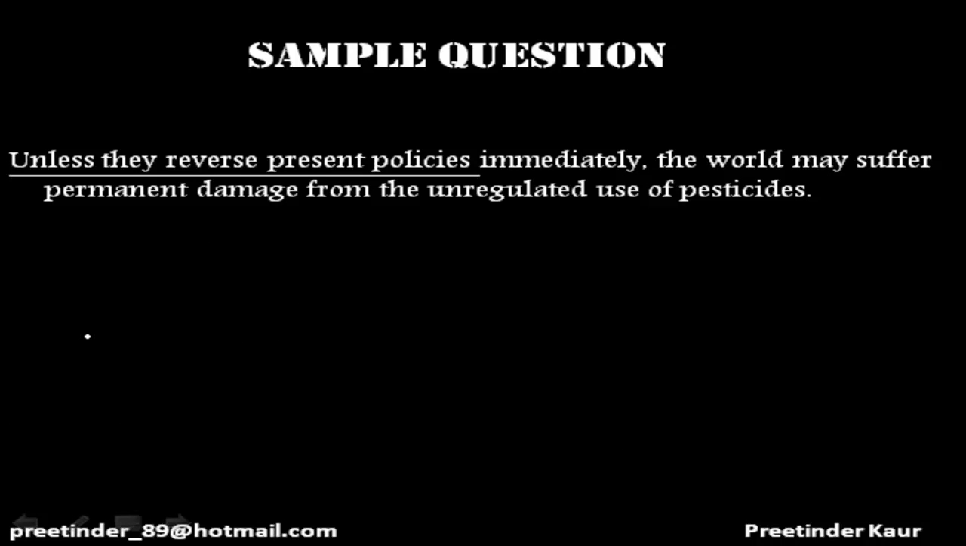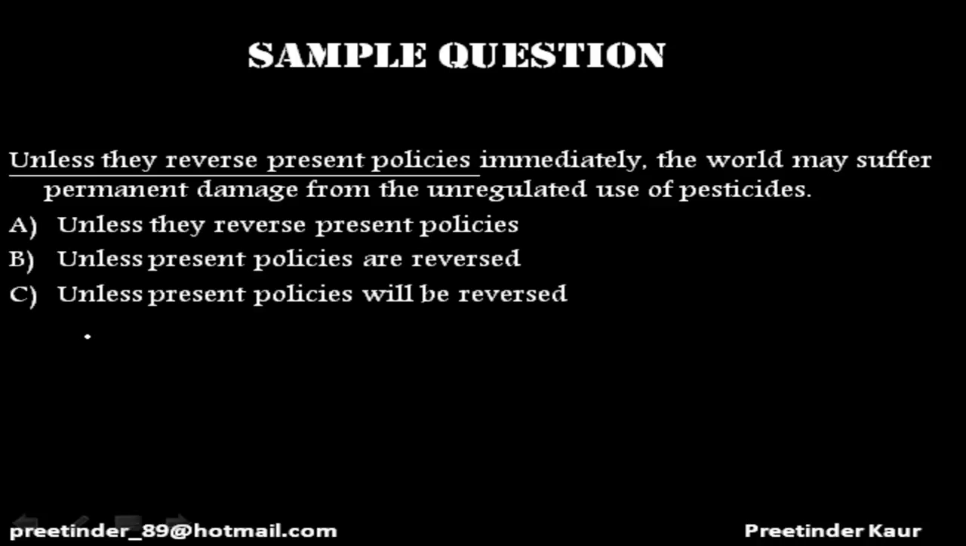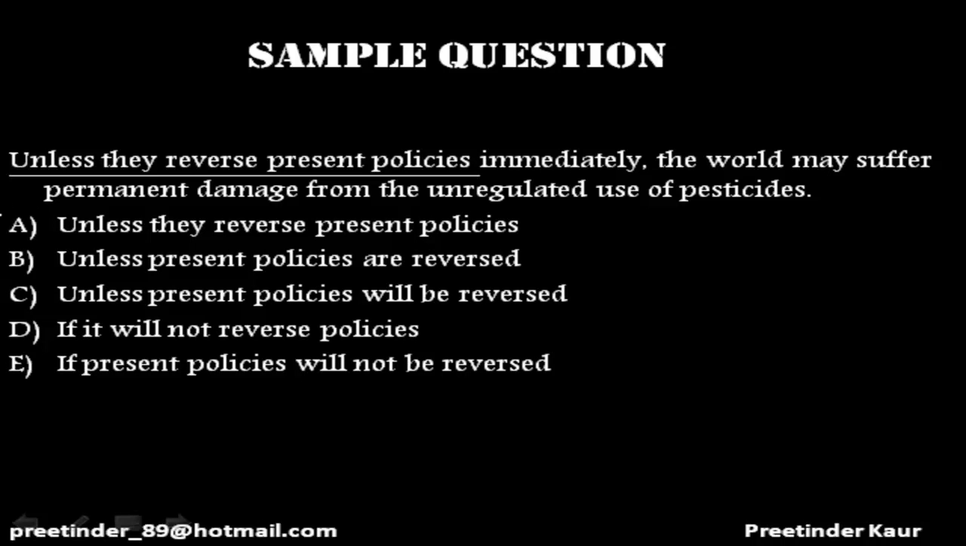Here is another example. Unless they reverse present policies immediately, the world may suffer permanent damage from the unregulated use of pesticides. Now have a look at options A, B, C, D and E. Unless they reverse, again the problem is in this pronoun they. This should not be there, because they is not referring to anything plural. The only thing plural is pesticides, and pesticides cannot reverse the present policies, so they is definitely wrong. You can easily cancel out this option.